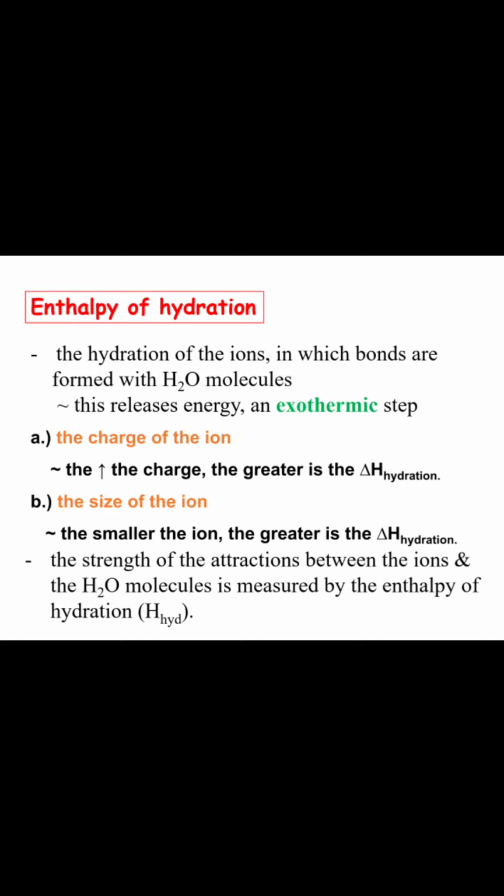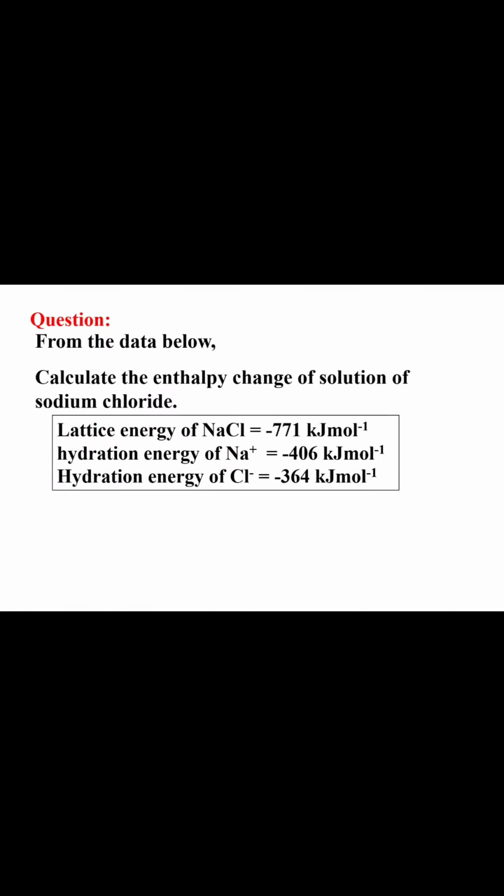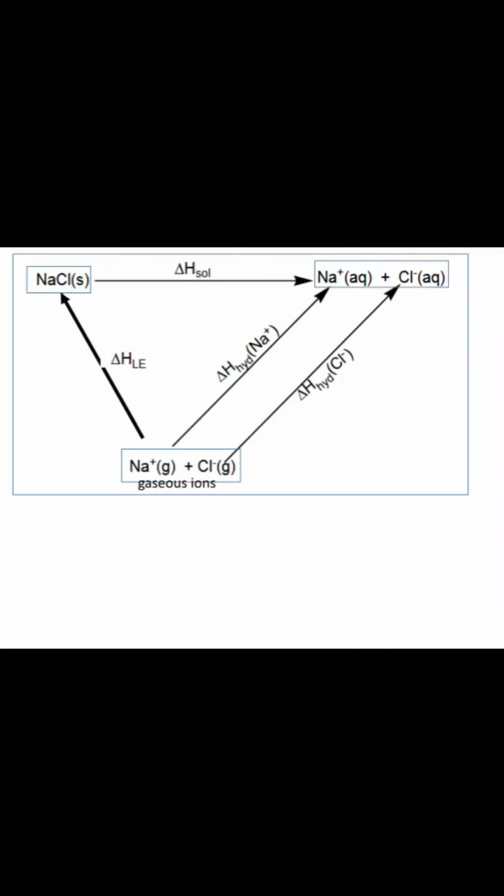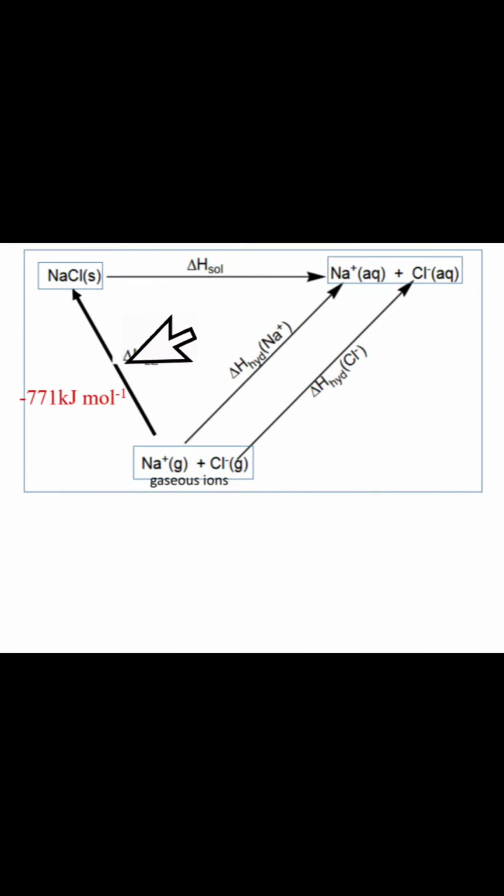Now, let's look at the questions. Calculate the enthalpy change of solution of sodium chloride by using the following information. To answer this question, we may draw the energy diagram like this. At first, we write down the solid sodium chloride, then it separates into its gaseous ions. This is the lattice energy of sodium chloride, which is -771 kJ per mole.